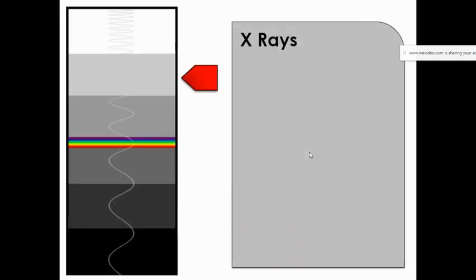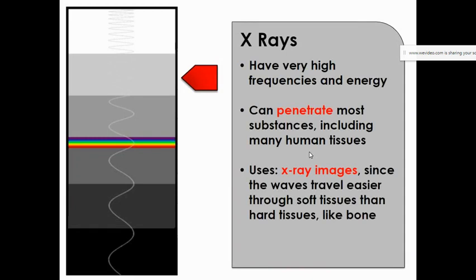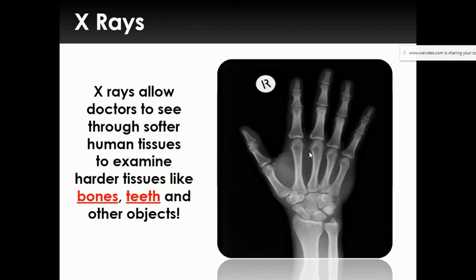Our next stop is X-rays. X-rays have very high frequencies and energy. They can penetrate most substances, including human tissues. So we use those to view bones inside the human body, teeth, and so on.